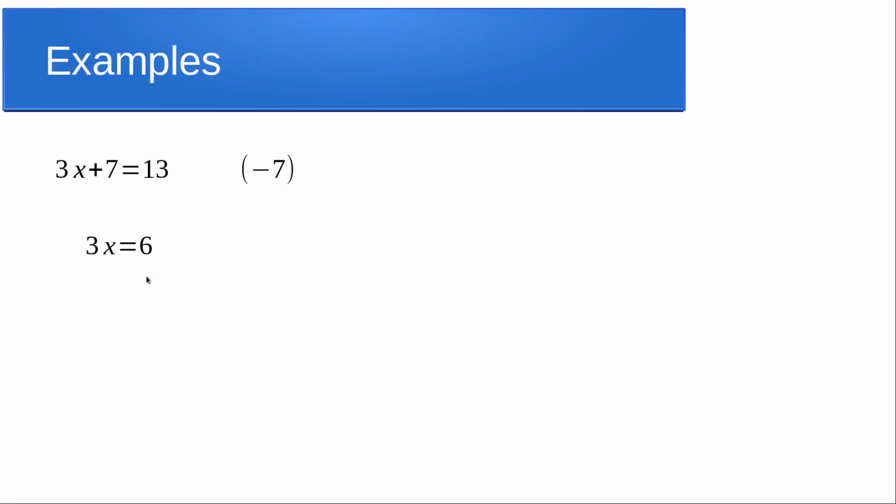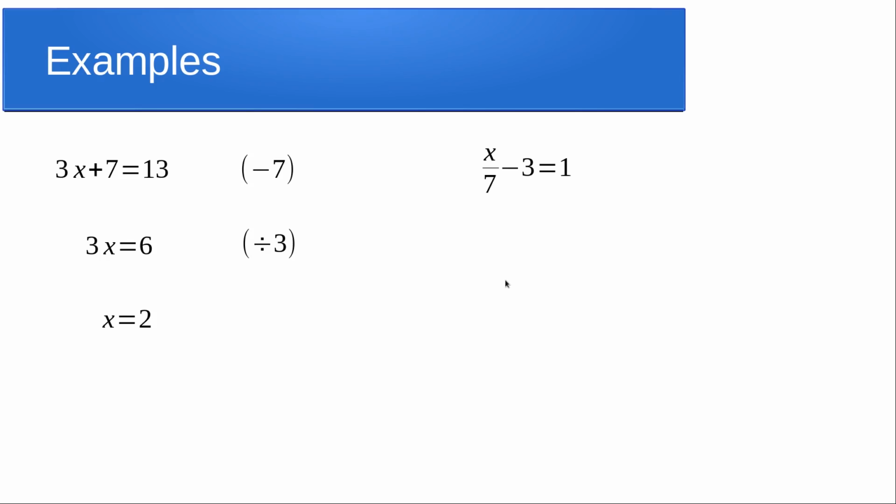So now we've got our one-stage problem. What is it that we've done to the x? Well, we've multiplied by 3. We need to do the opposite and divide by 3. That will give us x on the left hand side, and 6 divided by 3 is 2. We can test our answer in the same way that we've done it previously. 3 multiplied by 2 is 6, add 7 does equal 13.